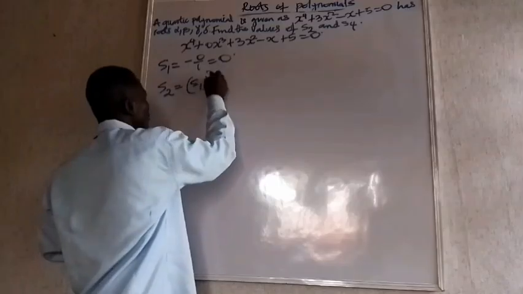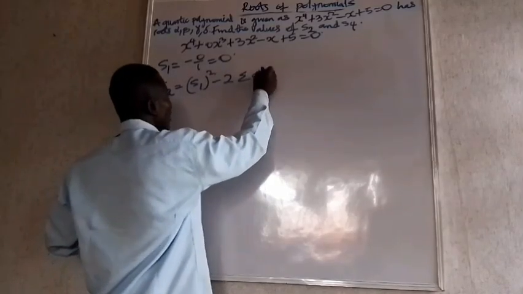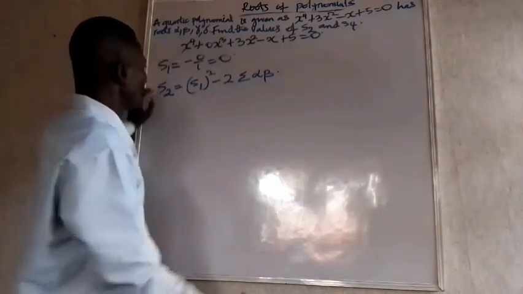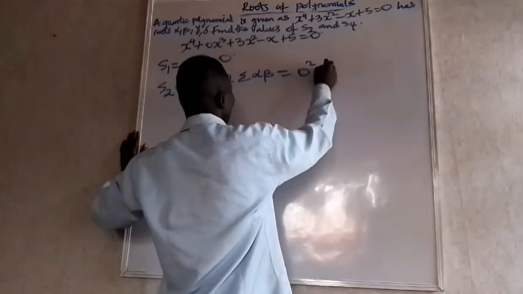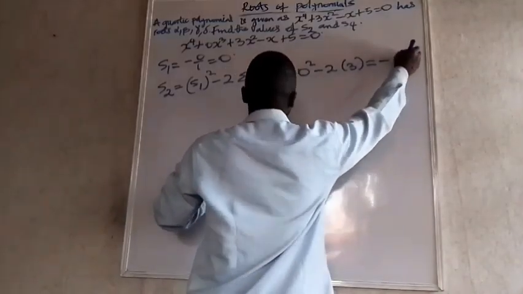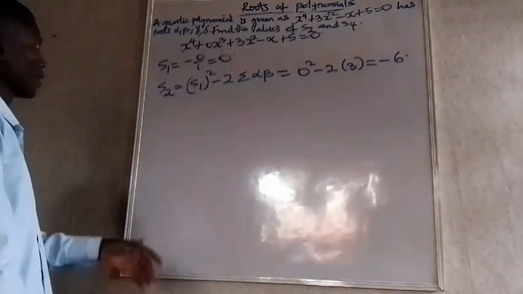You can find s2 also by using s1 squared minus 2 summation alpha beta. And summation alpha beta is equal to 3 over 1. So that is 0 minus 2 times 3. That is minus 6. That's s2, minus 6.